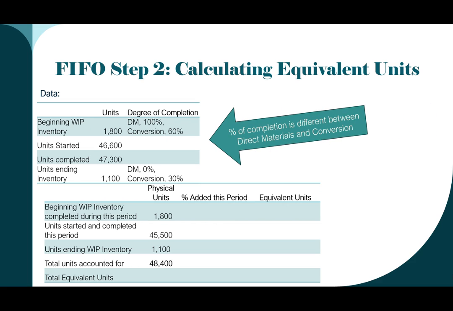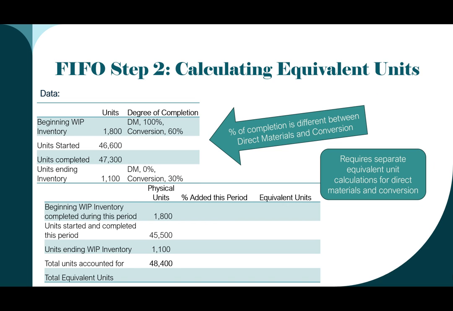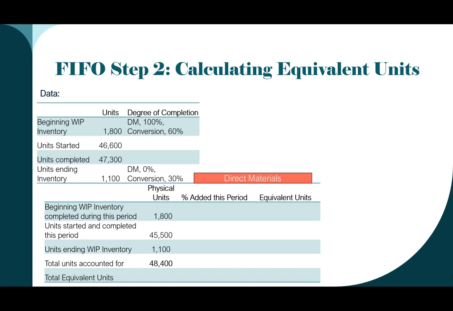Next, we need to look at the degree of completion. Notice that the degree of completion is different between the direct materials and the conversion costs. For this reason, we have to calculate 2 sets of equivalent units, one for direct materials and one for conversion costs. So let's start with direct materials. Okay. Again, under the FIFO method, we need to look at our beginning work in process and see what was completed during the period.